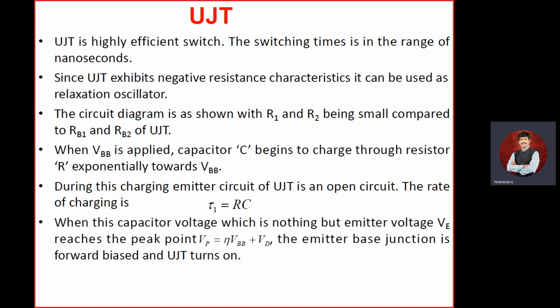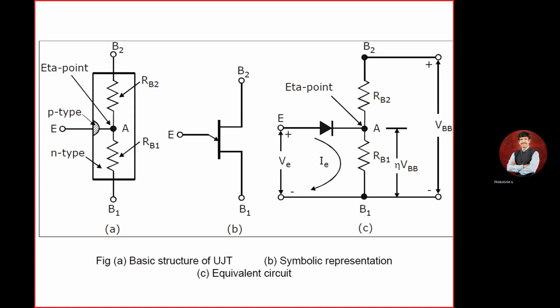When VBB is applied, capacitor C begins to charge through resistor R exponentially towards VBB. During this charging, the emitter circuit of UJT is an open circuit. The rate of charging is tau1 equal to RC. See here, as I read, this is the circuit.